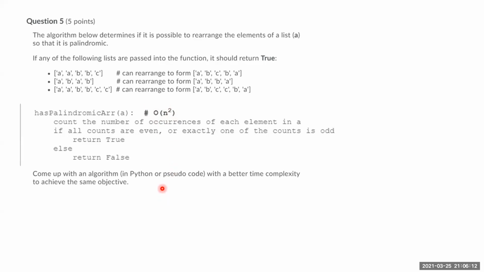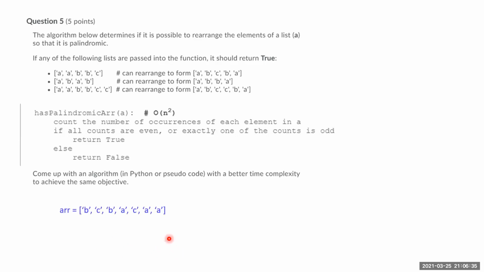Well, one solution is to sort the input array first. Once the array is sorted, all the same elements will be grouped next to each other. And you will be able to count the number of occurrences of each element by scanning through the array just once.